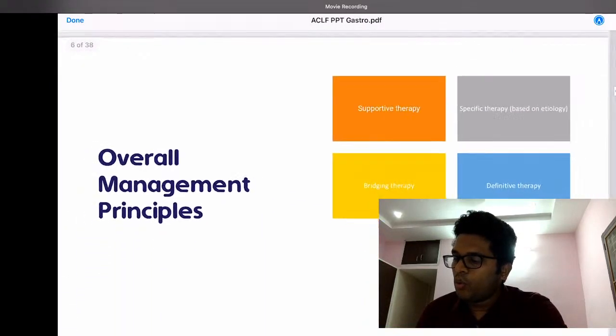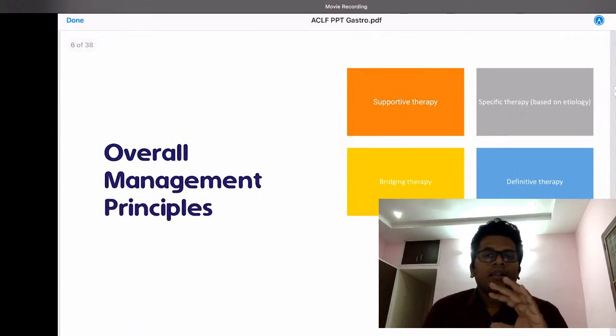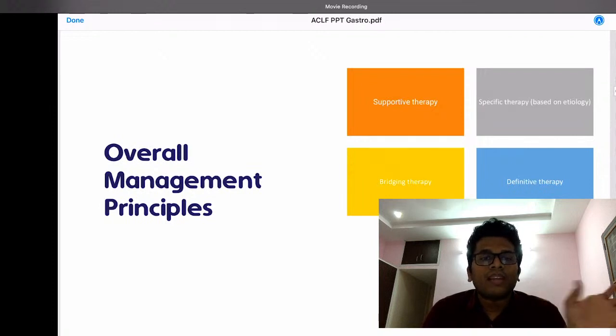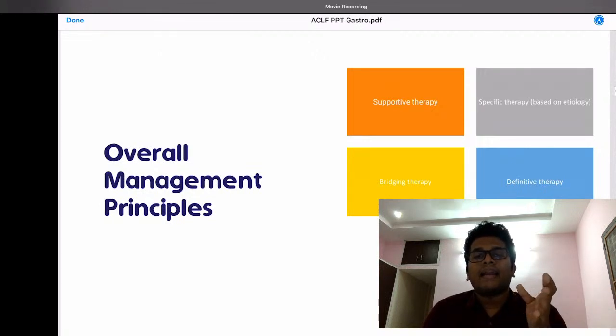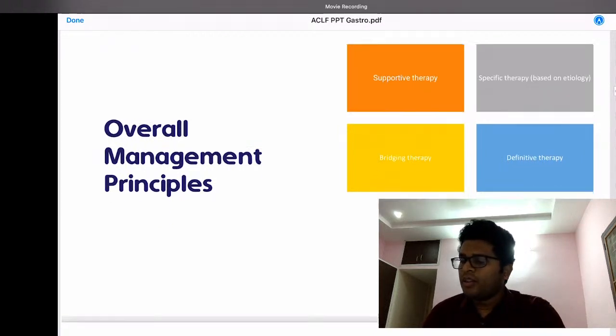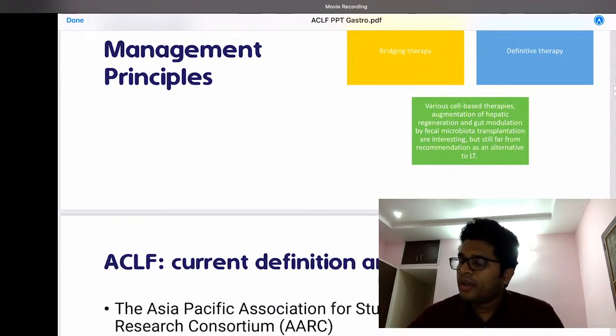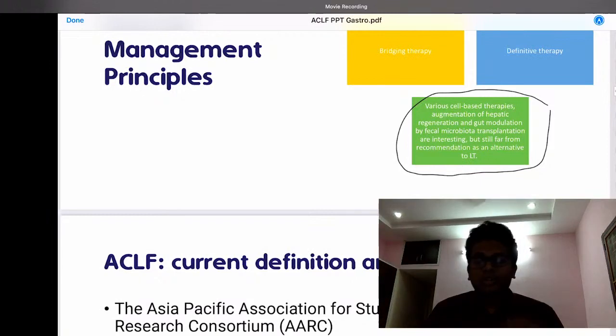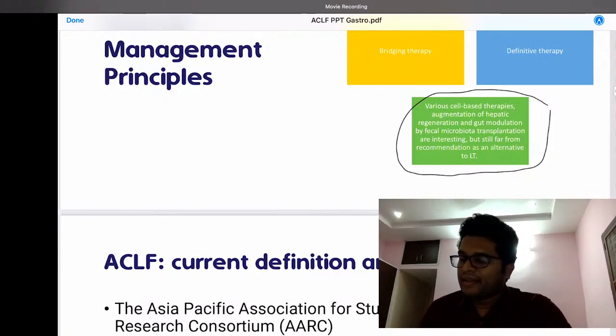Now, coming to overall management per se, there are totally 5 principles, each of which I'll be coming to in detail. One, basic supportive therapy, then specific therapy based on etiologies, and bridging therapy in case the patient has been waitlisted. We need to give some therapy so that we can delay the prognosis and get the patient to a definitive therapy, which is liver transplant. Of late, there are more cases where experimental therapies, cell-based therapies, or regenerative therapies are being employed at a few places with mixed results. So let me now come to what is ACLF.